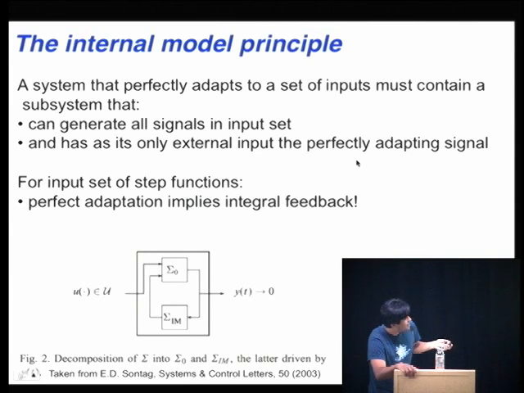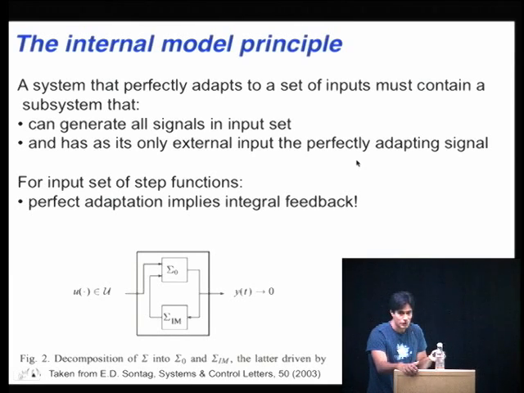So what that means for the set of signals that include all the step inputs is that the system must have a subsystem that can generate all step inputs, which is an integrator, put in a feedback loop here. So this tells you that the only way to get perfect adaptation in a mathematical system of ordinary differential equations, and it even works for a large class of nonlinear systems, is to have an integral feedback loop. Having just a negative feedback loop is not enough. It has to be integral feedback.